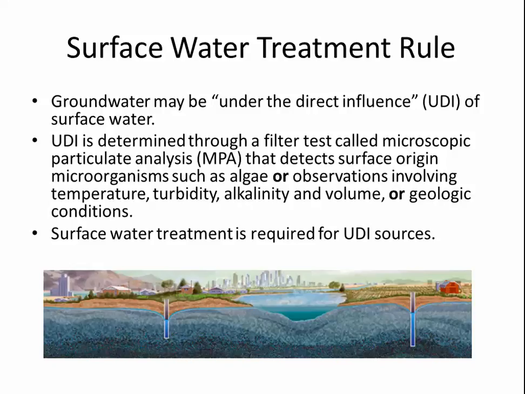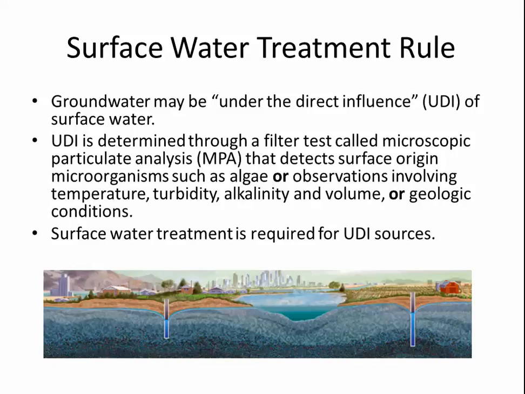So UDI is determined through a filter test that's called an MPA test. MPA stands for microscopic particulate analysis. And this filter, the effluent of the source is run through this filter for about 6 hours or so. And then the filter is shipped off to a lab, and they cut it up and analyze it and look for any of the bugs that are typically present in surface water sources. And then we combine that with observations about the temperature, the turbidity, the alkalinity, the volume, and the geologic conditions of the source.